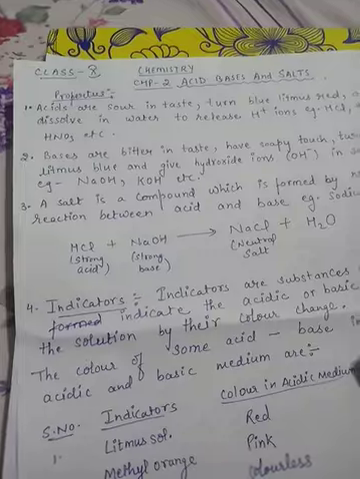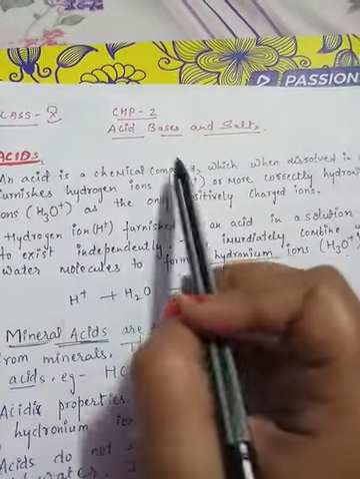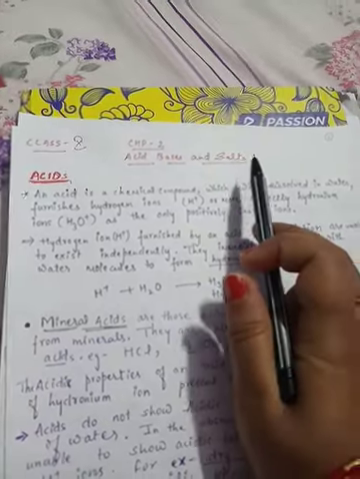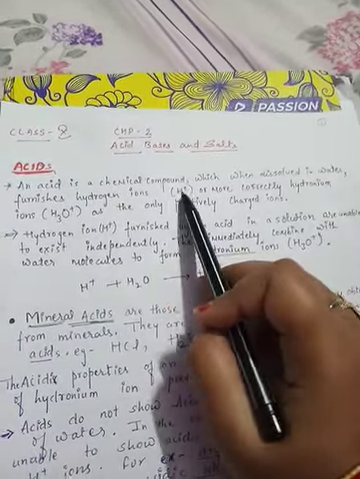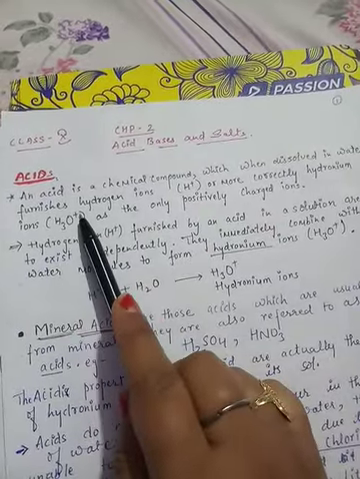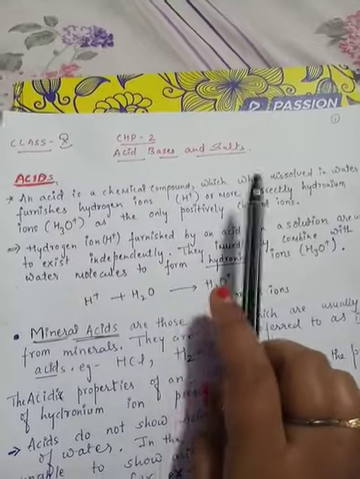First we come to the acids in detail. An acid is a chemical compound which, when dissolved in water, furnishes hydrogen ions. More correctly, these hydrogen ions are the hydronium ion, H3O positive, as the only positively charged ions.